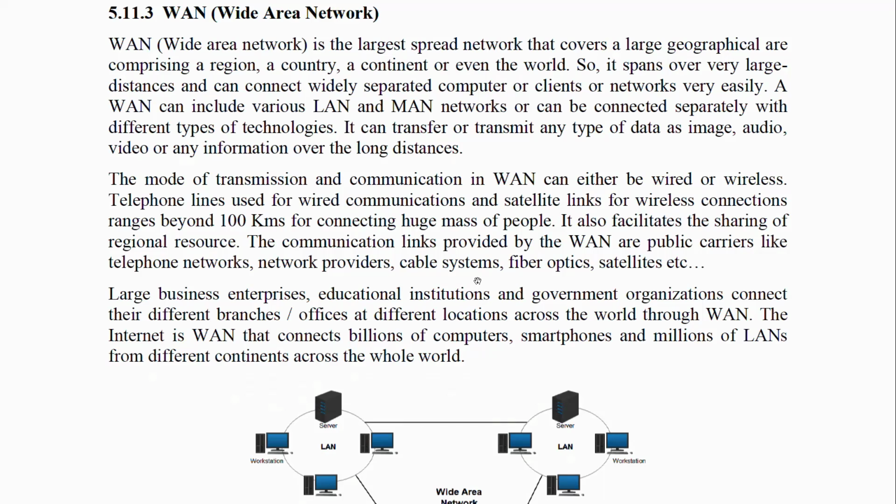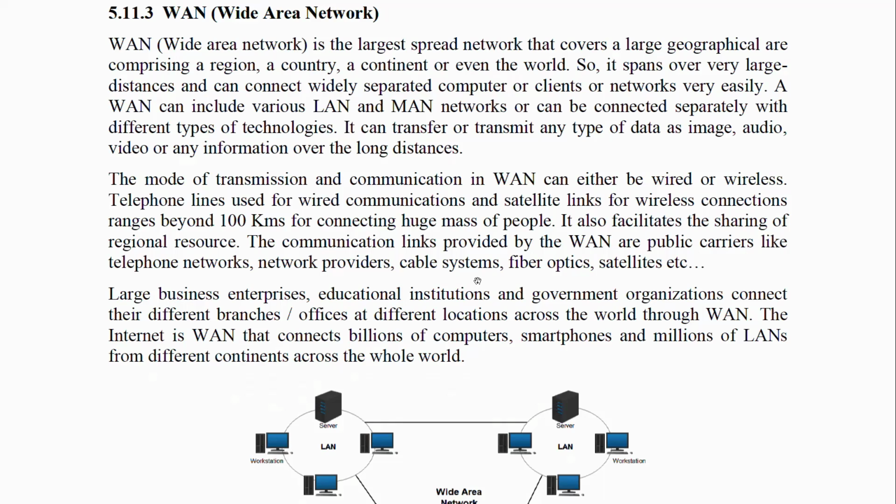5.11.3 WAN, that means Wide Area Network. WAN, Wide Area Network, is the largest spread network that covers a large geographical area comprising a region, a country, a continent, or even the world. So, it spans over very large distances and can connect widely separated computers or clients or networks very easily. A WAN can include various LAN and MAN networks or can be connected separately with different types of technologies. It can transfer any type of data such as image, audio, video, or any information over long distances.